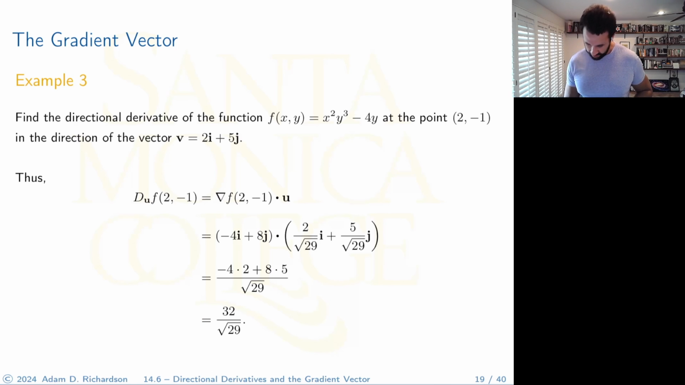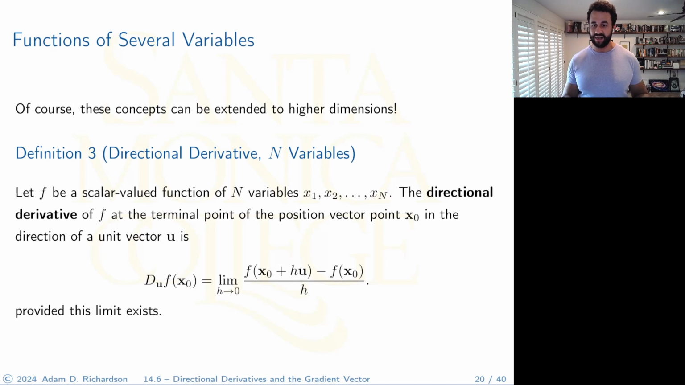Okay. All right, so of course, all of these concepts can be extended to higher dimensions. So you should always have this in the back of your mind: what would this look like in 3 dimensions, 4 dimensions, 5 dimensions, n dimensions, right? So here are the same definitions, but just stated in generality. So what is the directional derivative of a function with n variables? Let f be a scalar valued function. We're going to say that these are the n variables that it's a function of. Then the directional derivative of f at the terminal point of the position vector x naught in the direction of a unit vector u is simply given by this formula, which is to be expected because it is quite literally the same formula. The only difference now is that you've got n variables, and those n variables are encapsulated in this one vector. That's the idea, provided the limit exists.